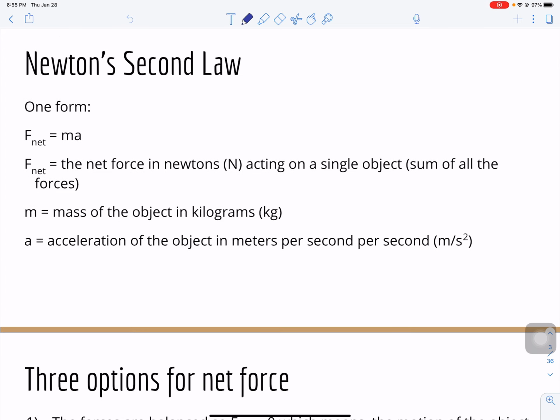So when we look at Newton's second law, one form of it is F net, or force net, is equal to ma. So F net is the net force in newtons. The abbreviation for the unit is capital N, acting on a single object. So in other words, it's the sum of all the forces acting on an object. M is the mass of the object in kilograms. You will have to remember it's in kilograms, not in grams. Abbreviation is kg. And then A is the acceleration of the object in meters per second squared.